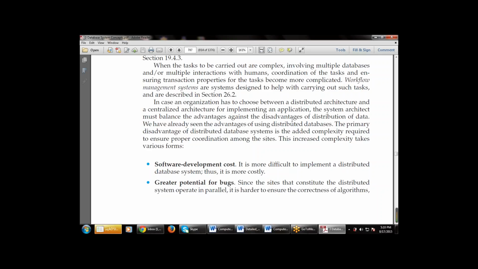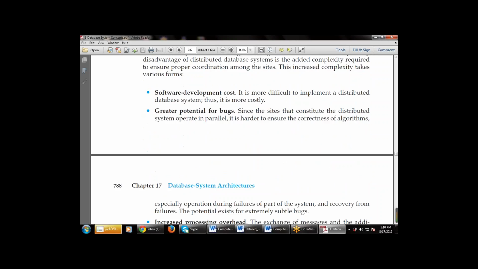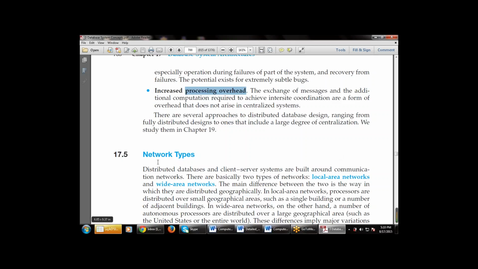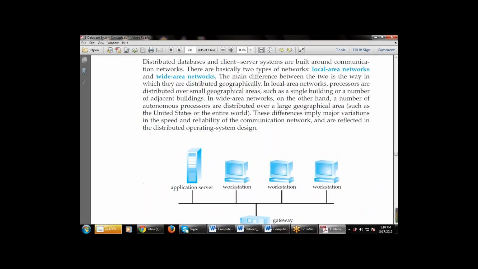First one is the software development cost. It is more difficult to implement a distributed database system in software because it is too costly. One of the main concerns is that implementing a distributed database system is costly. Then there is a greater potential for bugs: a distributed system is more error prone as compared to the centralized system. Then increased processing overheads is also an issue.